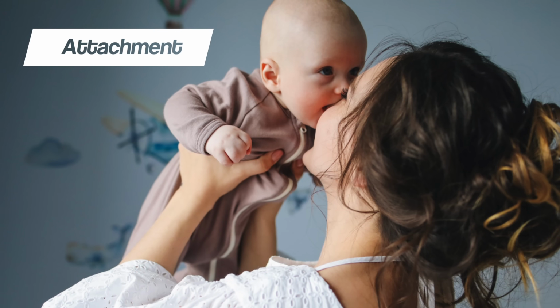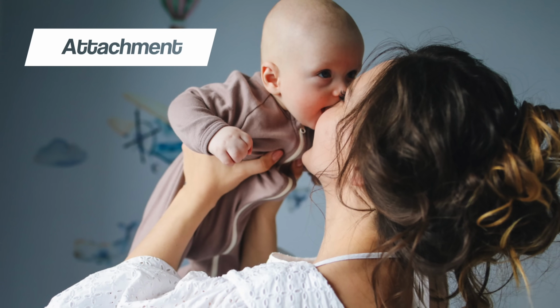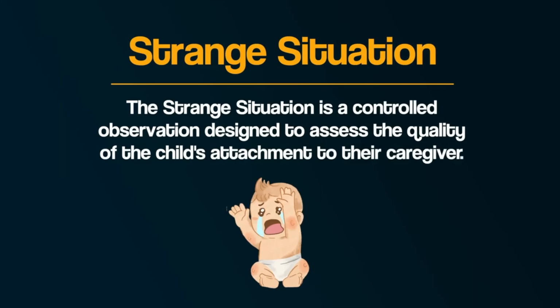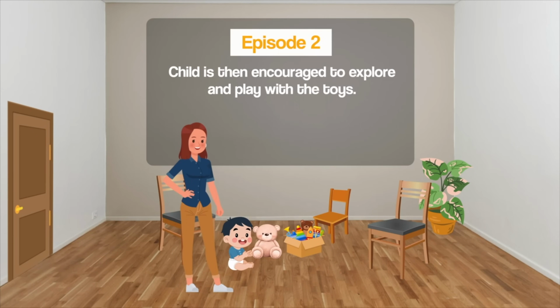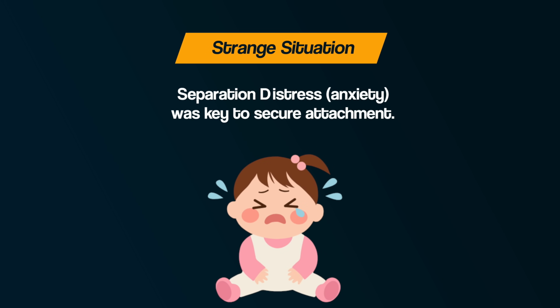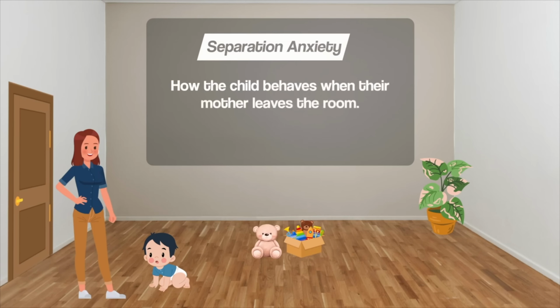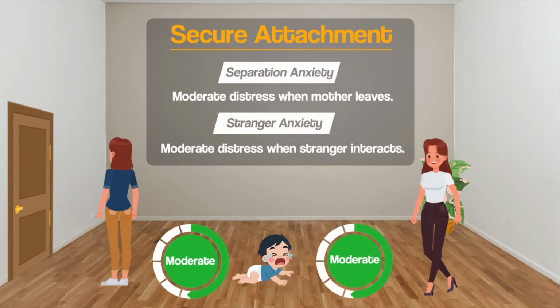For another example, let's consider the topic of attachment and specifically the types of attachment. Mary Ainsworth created the strange situation as a technique of measuring attachment, where a mother and her child enter a playroom where they were observed through a one-way mirror during a series of episodes. The strange situation was focused on the idea of separation distress being fundamental to the definition of a secure attachment. In other words, how attached the child was to the mother was based on how the child responded to their mother leaving the room and a stranger entering. And according to Ainsworth, secure attachment is characterized by moderate stranger anxiety and moderate separation anxiety.